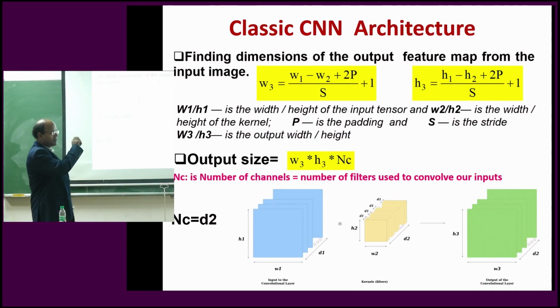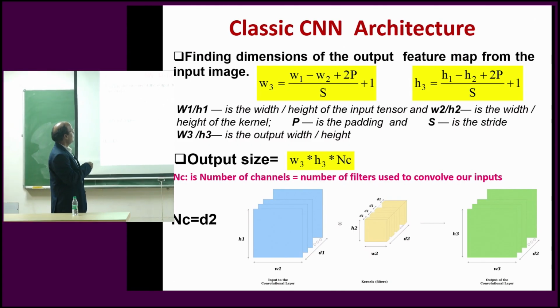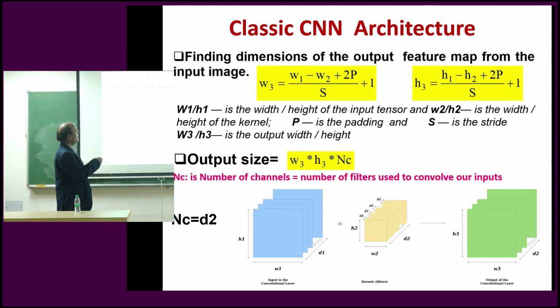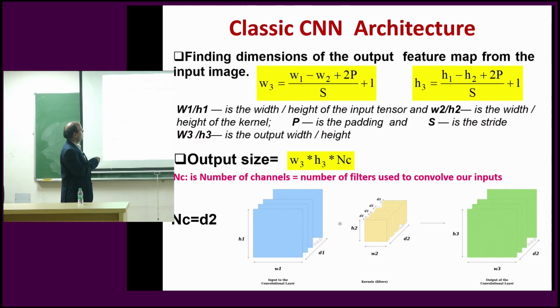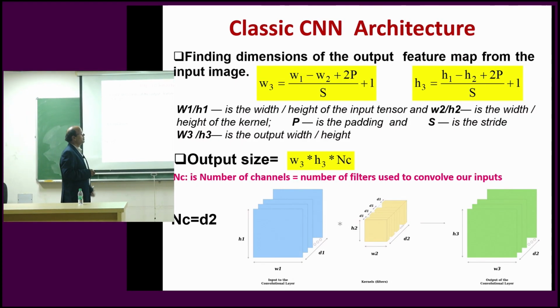So this is a formula always keep in mind. W3 equals (W1 minus W2 plus 2P) divided by S, plus 1. W1 is the width of the input image. W2 is the width of the kernel. P is the amount of padding used. S is the stride, right? That gives you the width of the convolution map. Okay. Similarly, height: H3 equals (H1 minus H2 plus 2P) divided by S, plus 1. H1 is the height of the input image, H2 is the height of the kernel, P is padding, same thing, right? So you can compute the height that way.